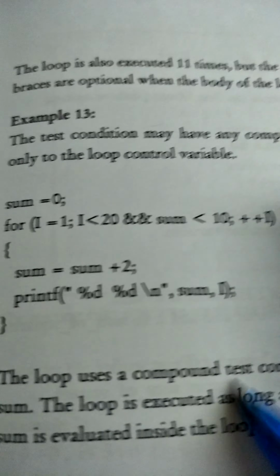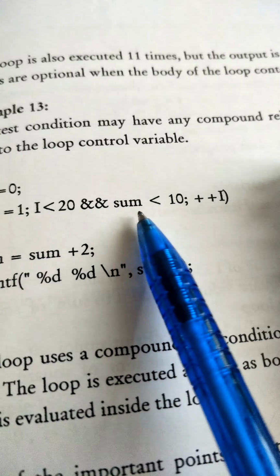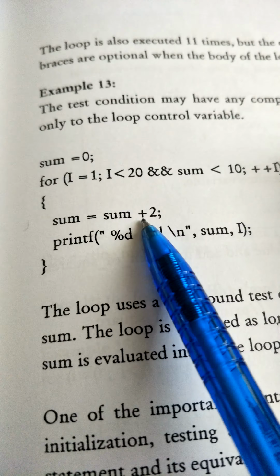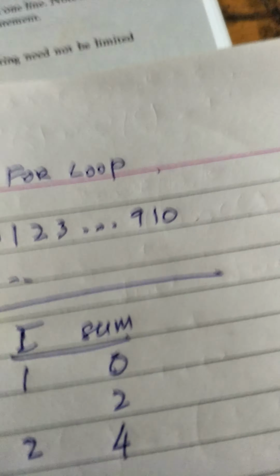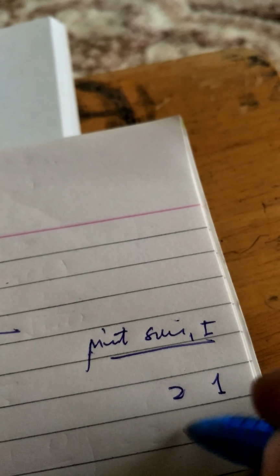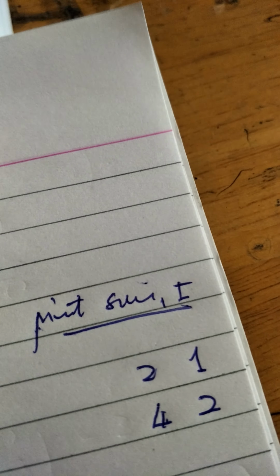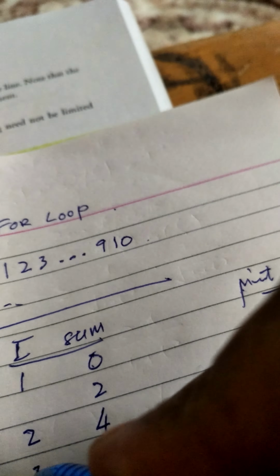Okay, then do the check. 2 less than 20, true. Sum, which is 2, less than 10, which is true. Then add sum. So 2 plus 2 becomes 4. So we have sum is 4. Okay, and then print the value of sum and I. So print it here. We have sum 4, I 2. Okay, and then we increase I. I is 3.